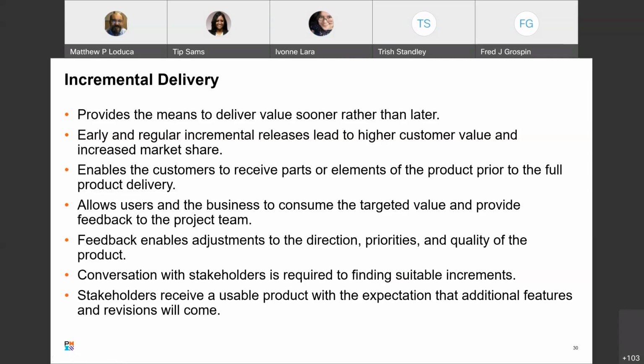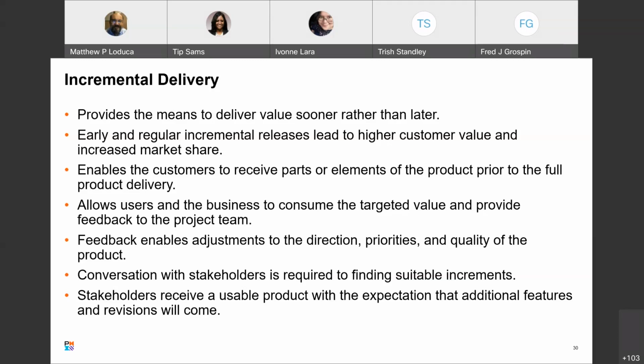So, hey, I get the initial thing that we're trying to do here, and we get feedback to modify this to improve the product. The feedback enables adjustments to the direction, priority, quality of the product, which kind of that other bullet saying. Conversation with stakeholders is required to finding suitable increments. So when we're going to do this, we're going to deliver this product in increments. We need to find out what increment is of value, and we'll talk about that in a minute.